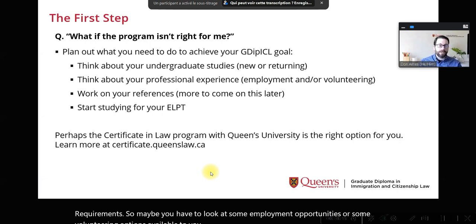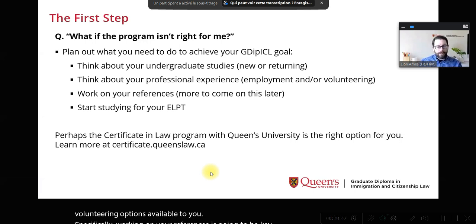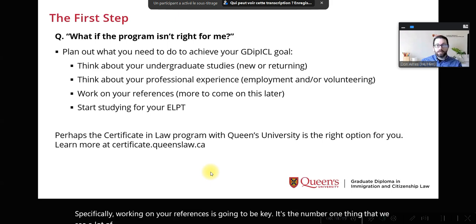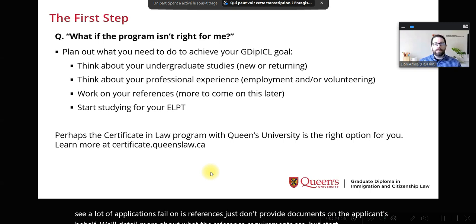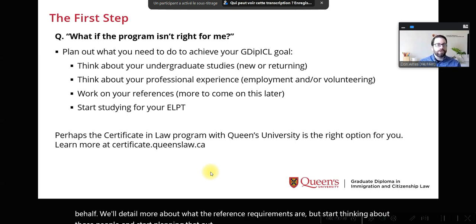Specifically, working on your references is going to be key. It's the number one thing that we see a lot of applications fail on: references just don't provide documents on the applicant's behalf. We'll detail more about what the reference requirements are, but start thinking about those people and start planning that out potentially for the future.